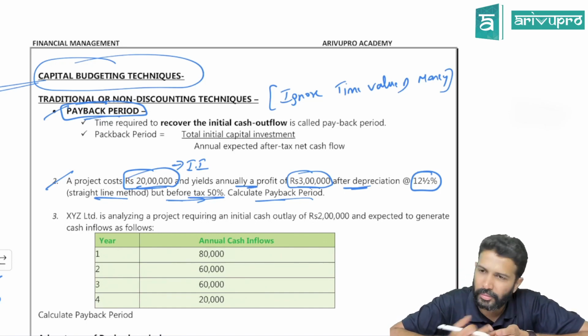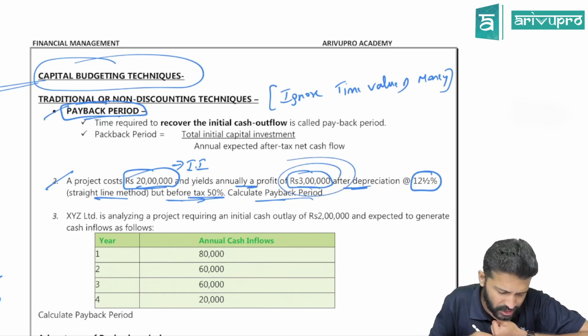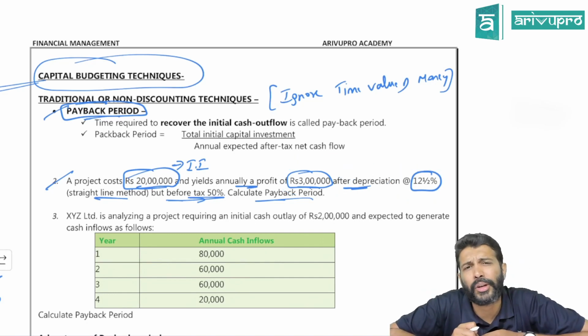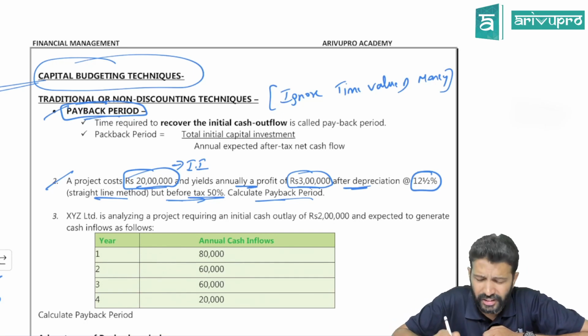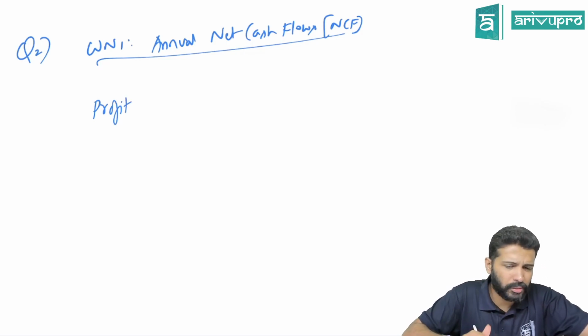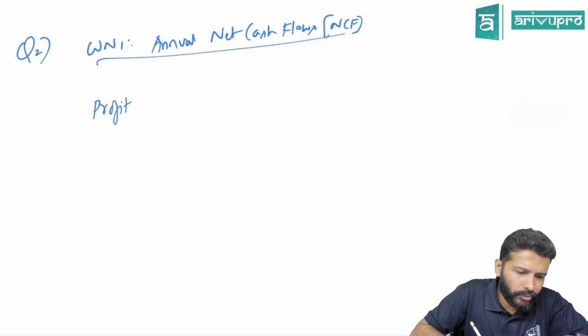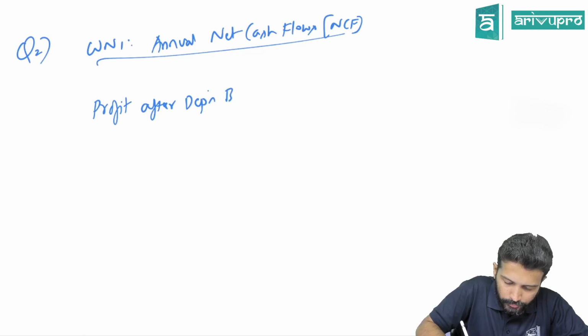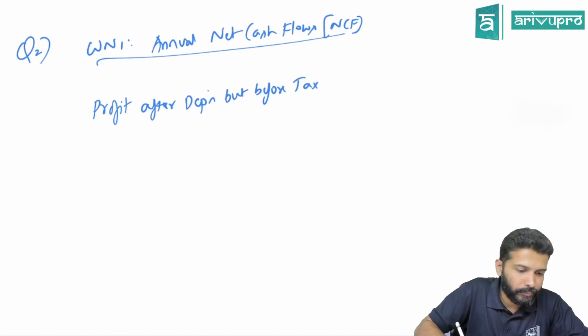Since profit is same, use common sense. Profit is same. Depreciation is also same. So obviously the net cash flow that you're going to get is what? Same every year. So they have given what, sir? Profit, we'll write the same thing. Profit, what did they use? What term they said? Profit after depreciation, but before tax.